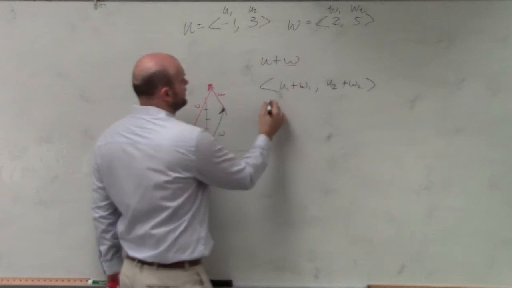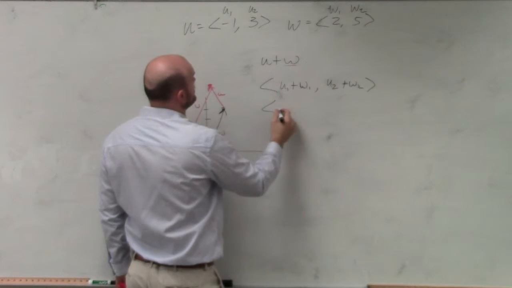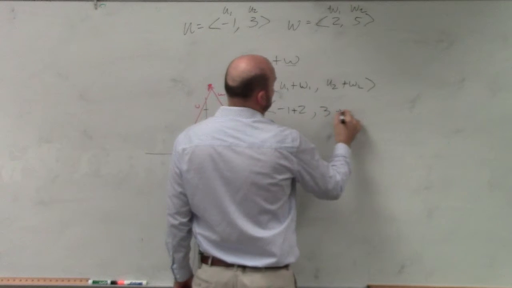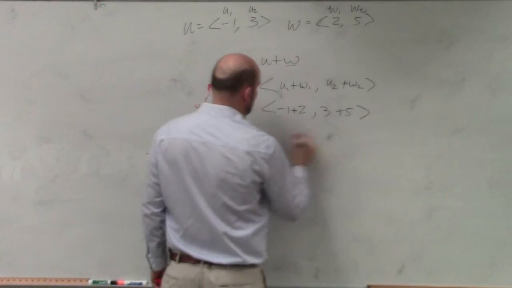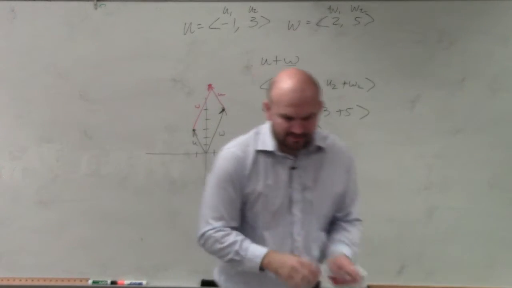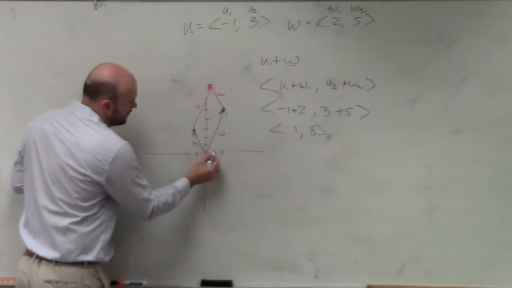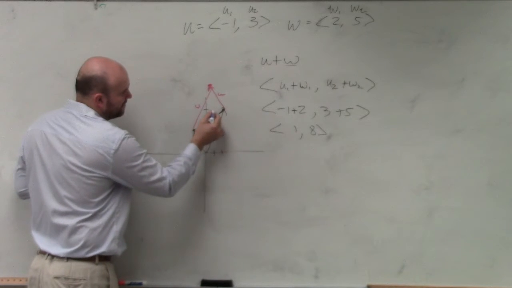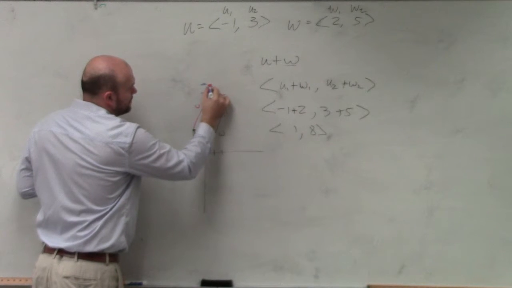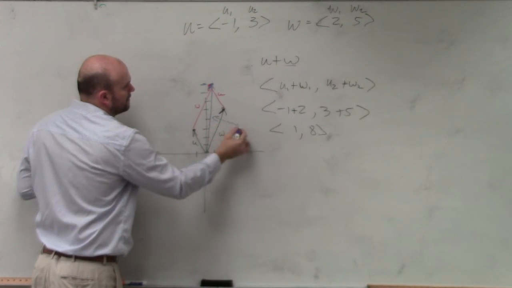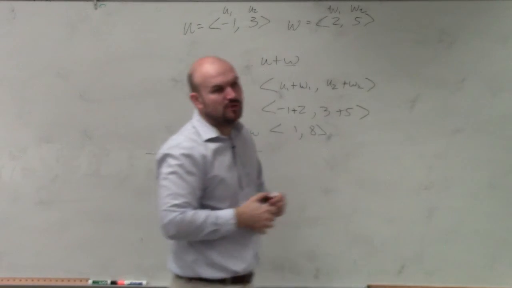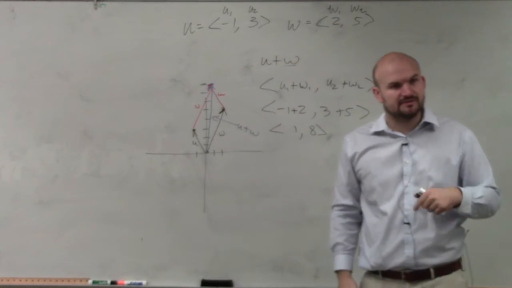OK? So therefore, we get, let's see, this becomes negative 1 plus 2. And this becomes 3 plus 5. So our resultant vector is 1 comma 8. And let's see how close I did by sketching this. So over 1, up 8. 1, 2, 3, 4, 5, 6, 7, 8. So that blue vector is now what we call our resultant vector.